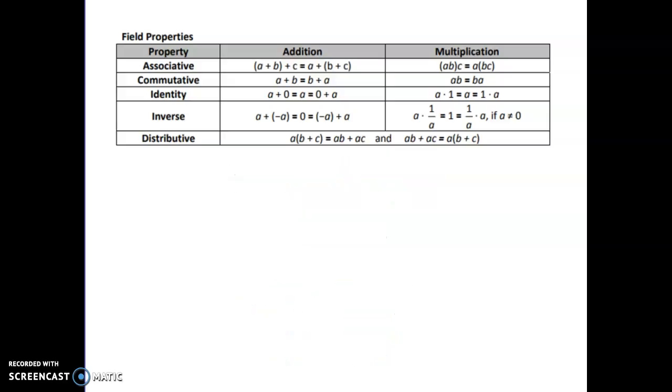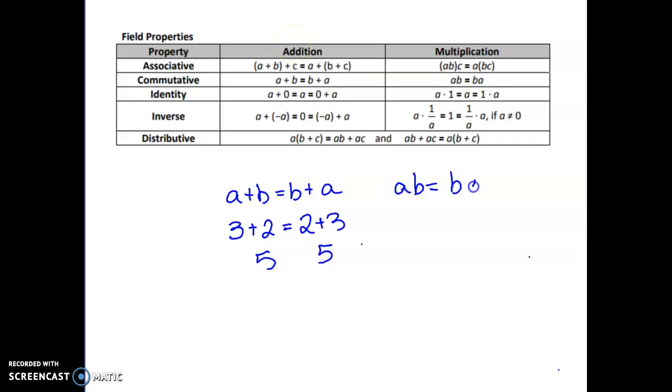Now the commutative property actually works with changing the order. So if I took A plus B, that would be the same as B plus A, and that works with numbers. If I said 3 plus 2, well, that's going to be equivalent to 2 plus 3. So 3 plus 2 is 5, 2 plus 3 is 5. So those are equivalent. And that works also with multiplication. A times B is equal to B times A. So with numbers, if I had 4 times 6, that would be equivalent to 6 times 4. Both would be equal to 24.